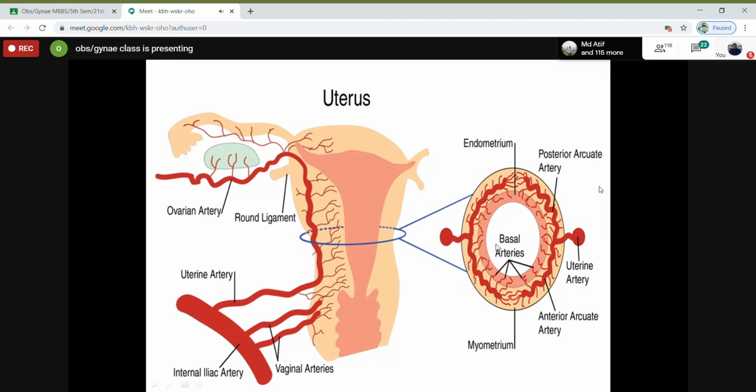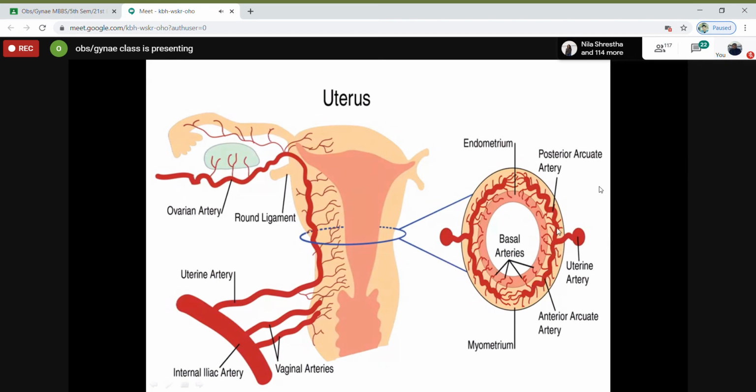When the uterine artery enters the uterus, this is the uterine artery, it is piercing the uterus. It is coming inside, and then this is the perimetrium, this is the myometrium, and this is the endometrium. The uterine artery itself will give branches. You have the arcuate branch, that is the first branch. The arcuate branch is running like an arc.